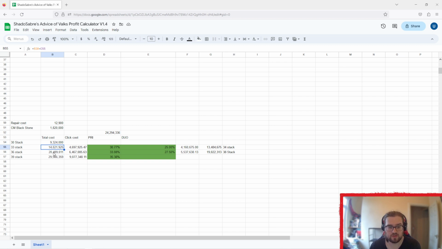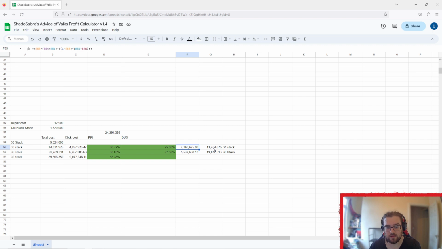So because your stack gets more expensive each time, and you get a higher chance of success each time, it gets more expensive per click. So if you were to do 3 pries to get to a 39 stack, that 39 stack costs you 29.5 million. But if you were to use 2 duos, so you go from a 30 stack to a 34 stack, your first click is going to cost you 4.16 million. That's a 25% chance, and you get up to a 34 stack.